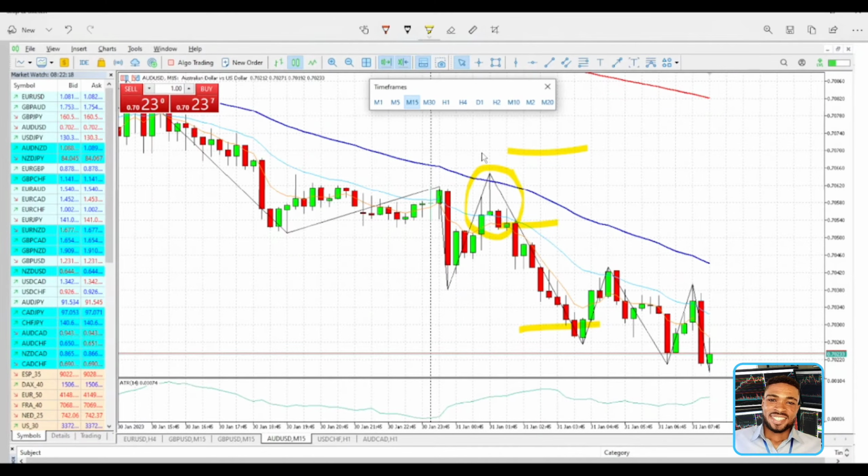Or if you don't want to use moving averages, you want to trade purely price action, then what you have to do is wait for the market to pull back to a structural level. And what is a structural level?